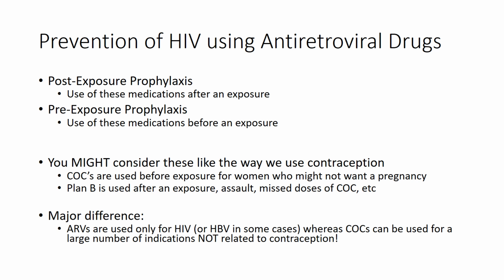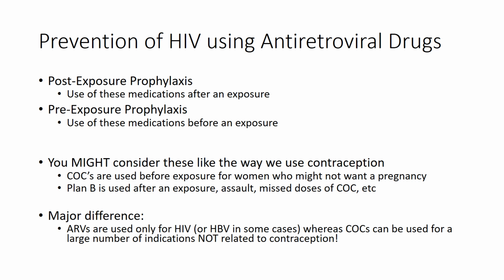Post-exposure prophylaxis is when a person has an exposure they weren't expecting, and we now are trying to catch up and prevent any transmission. Whereas with pre-exposure, a person is defined as high risk or knows that there might be the chance of an exposure and is trying to prevent it before it happens.